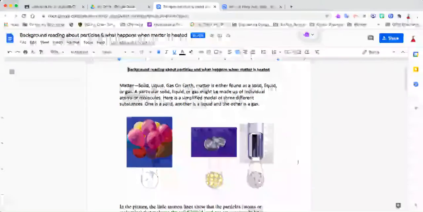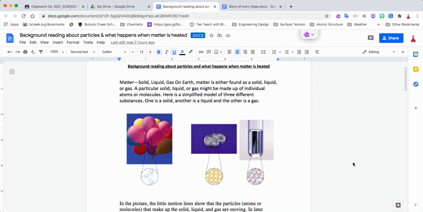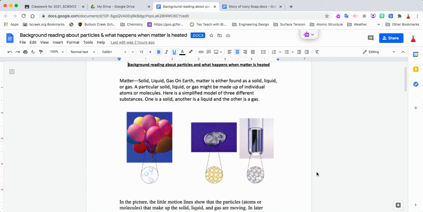Okay, background reading about particles and what happens when matter is heated. Matter: solid, liquid, gas. On Earth, matter is either found as a solid, liquid, or gas. A particular solid, liquid, or gas might be made up of individual atoms or molecules. Here is a simplified model of three different substances. One is a solid, another is a liquid, and the other is a gas.